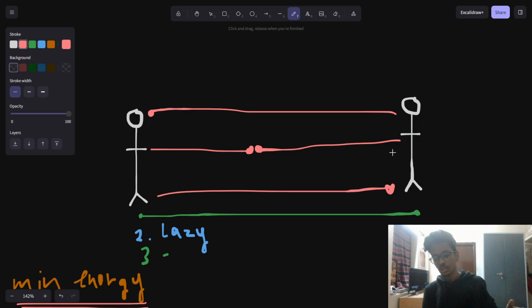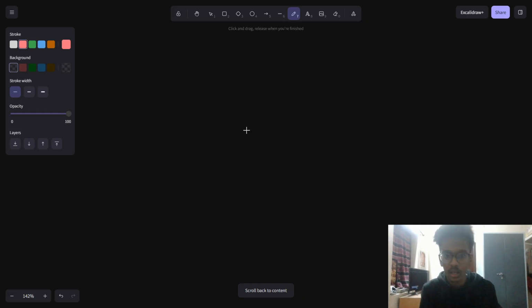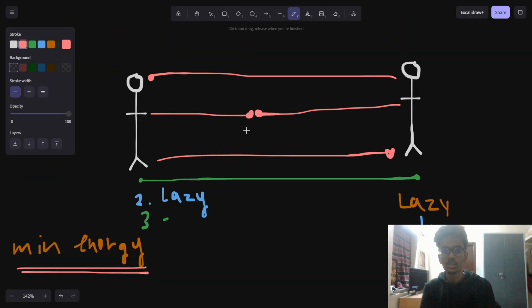When one of them is lazy, the other walks the whole distance. When both are not lazy, both of them walk half the distance so that they spend the minimum energy. Fine. I hope this analogy part is clear.